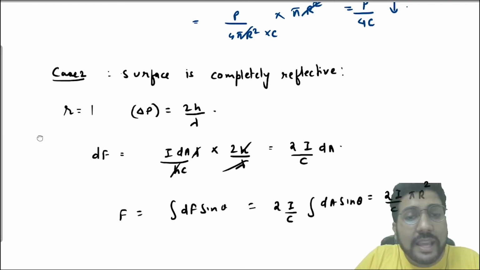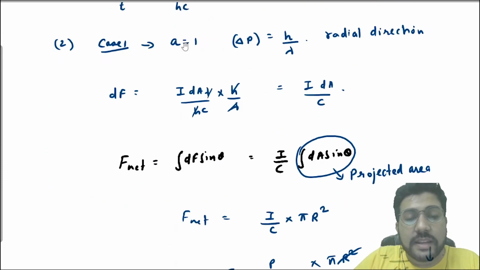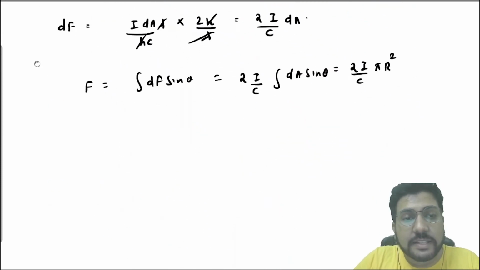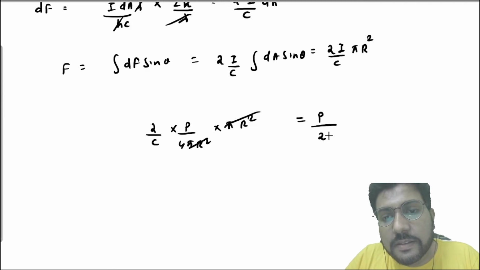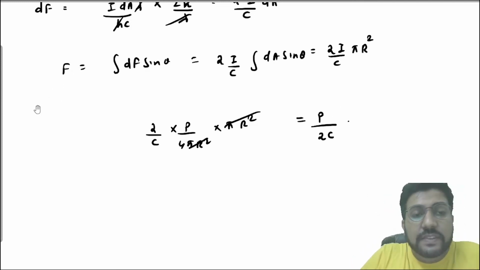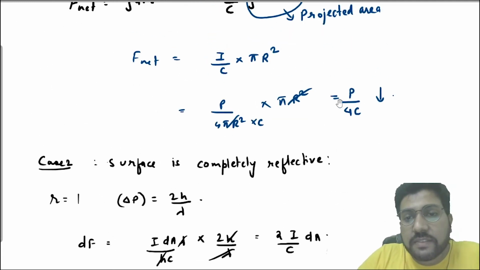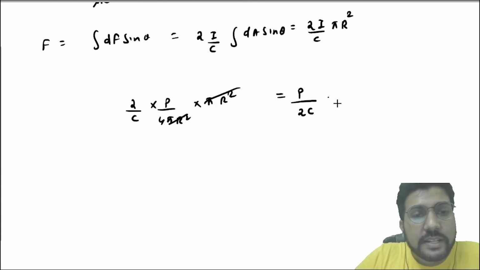Now again, what is I? I is P by 4 pi r square, right? At every point I is the same, and that is P by 4 pi r square. So I'll write 2 by c into P by 4 pi r square multiplied by pi r square. Pi r square cancels. So from this you will get P by 2c. This is the force on the sphere if it is completely reflective, and the earlier one is the force if it is completely absorptive. And this direction is also downwards.